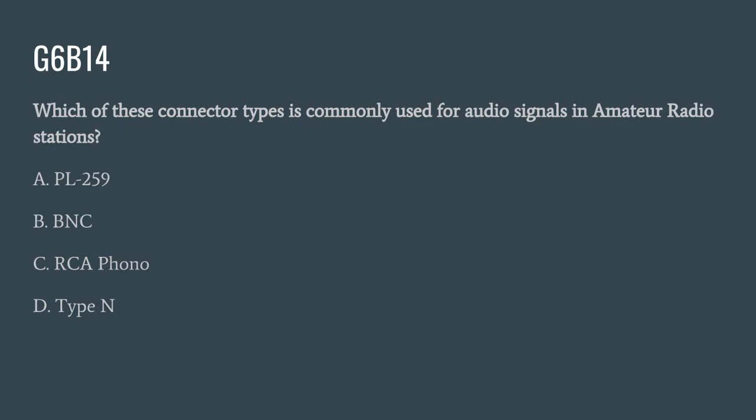G6B14, which of these connector types is commonly used for audio signals in amateur radio stations? A, the PL259. B, BNC. C, RCA phono. Or D, type N. Correct answer C, RCA phono.